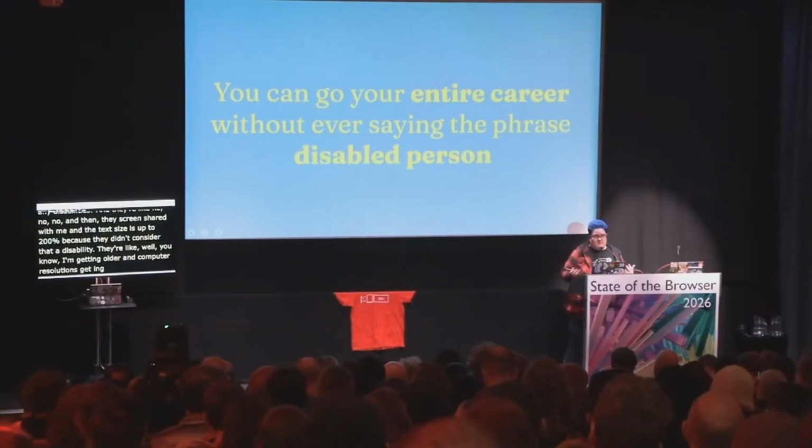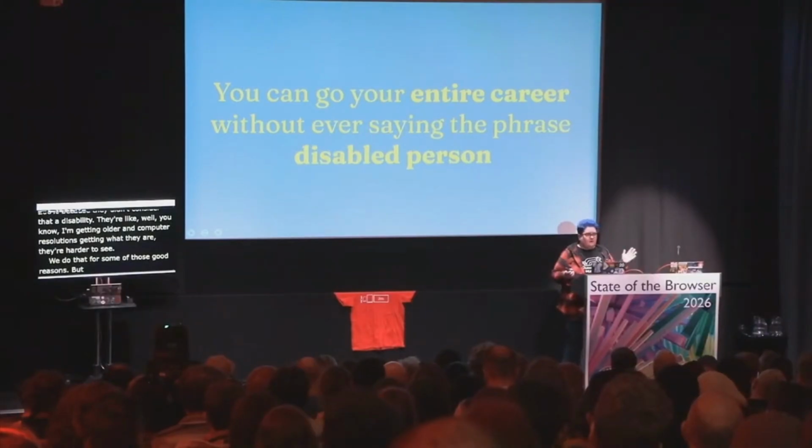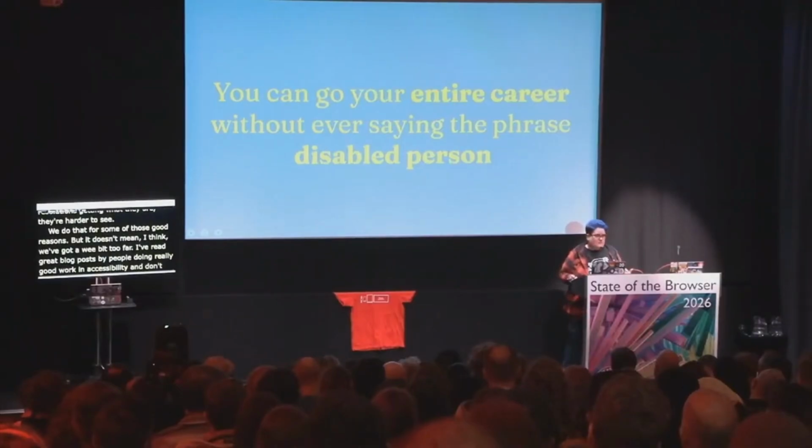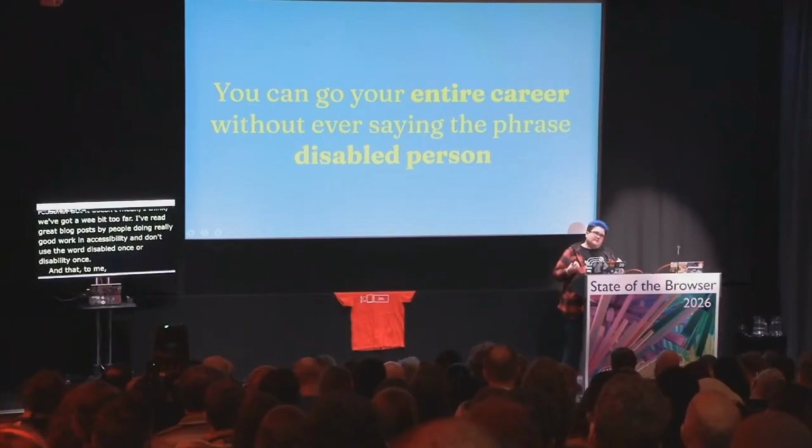So we do that for some of those good reasons, but it does mean, I think, we've gone a wee bit too far. I've read some great blog posts by people doing some really good work in accessibility, and they don't use the word disabled once, or disability once, and that, to me, is not the reason we're here, right? Accessibility is because we want disabled people, as well as everyone, to use the web, and that includes disabled people, right?